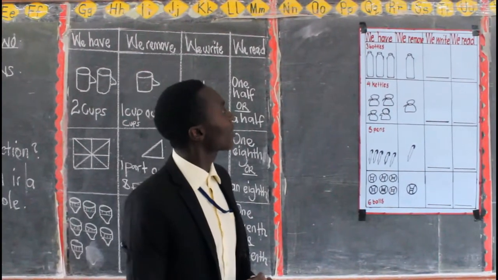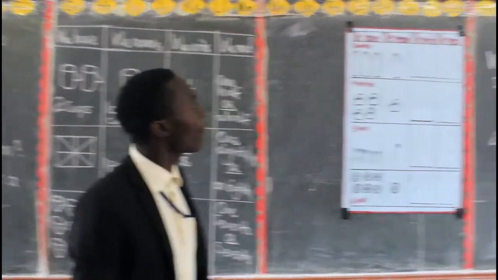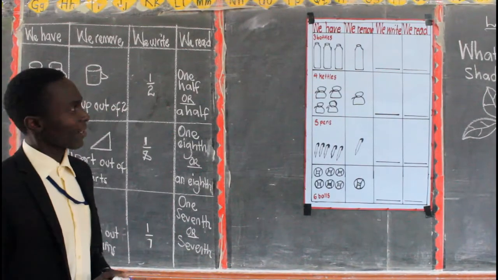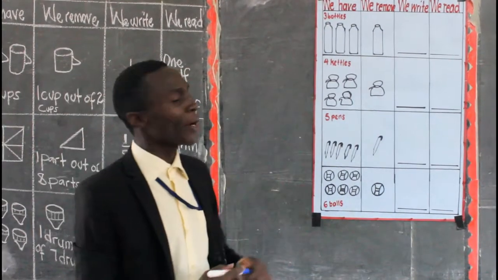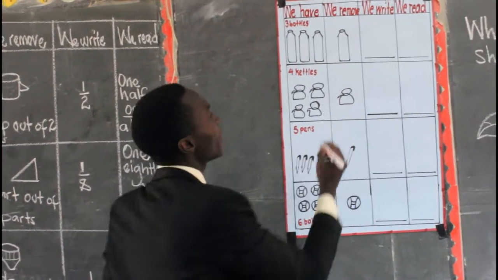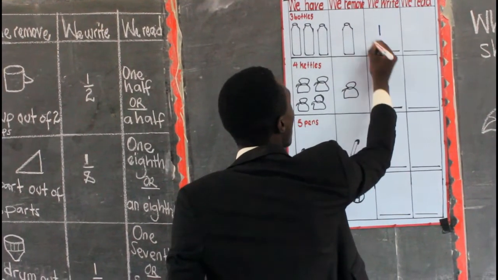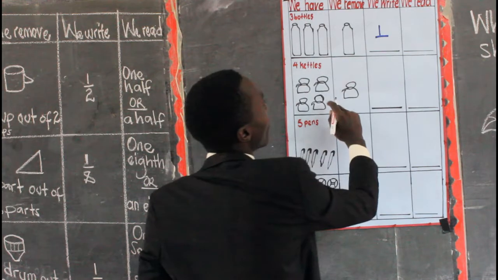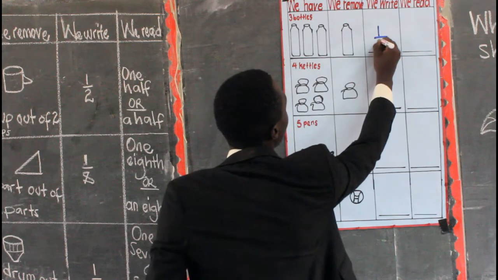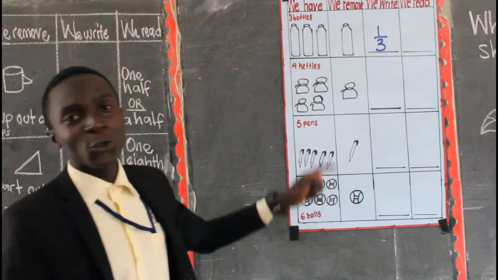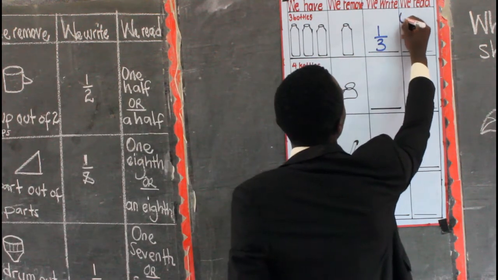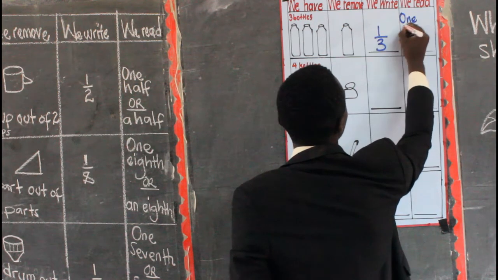Here is our chart. It says that we remove, we write, and we read. We have 3 bottles. If we remove only 1 bottle, it means that we have removed only 1 bottle out of the 3 bottles. Out of how many bottles were they all together? 1, 2, 3. Out of 3 bottles. How do we read this one? We read it as 1/3.